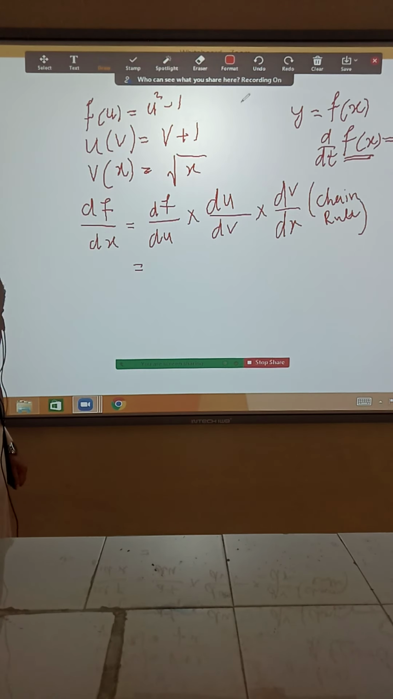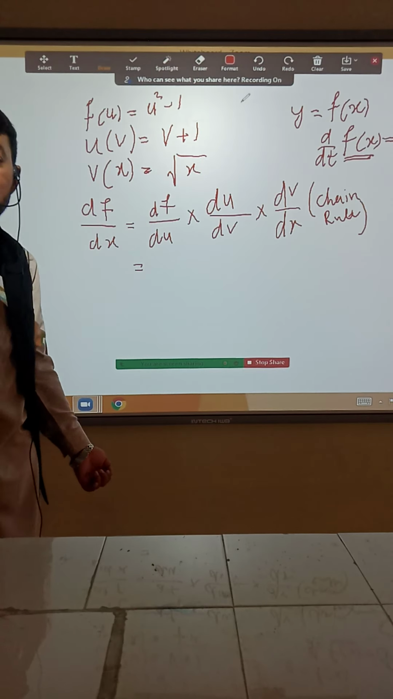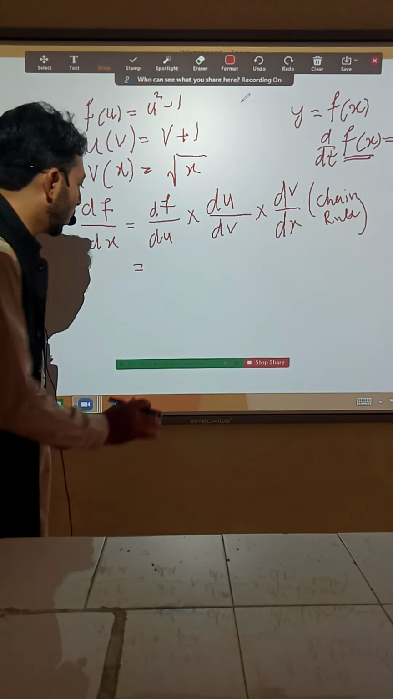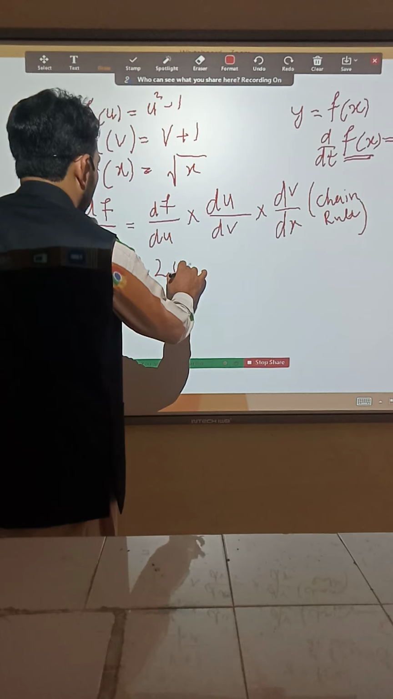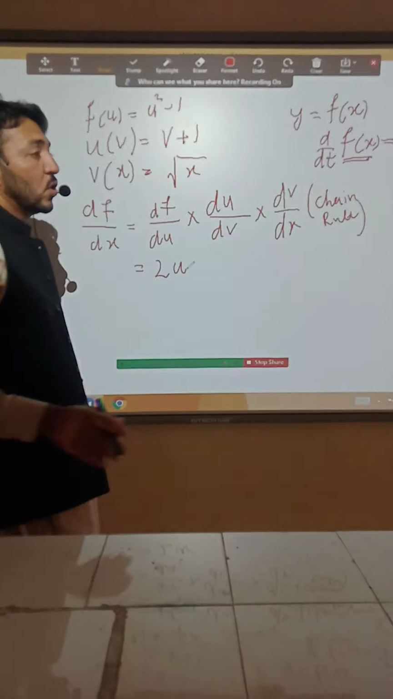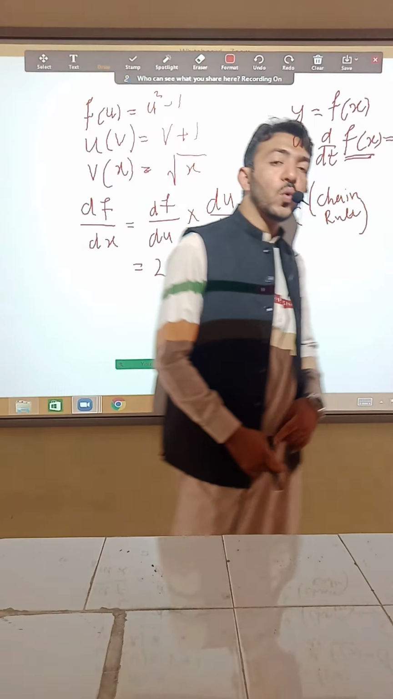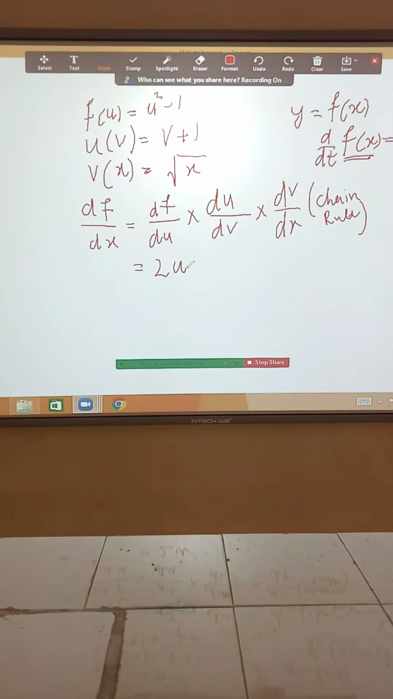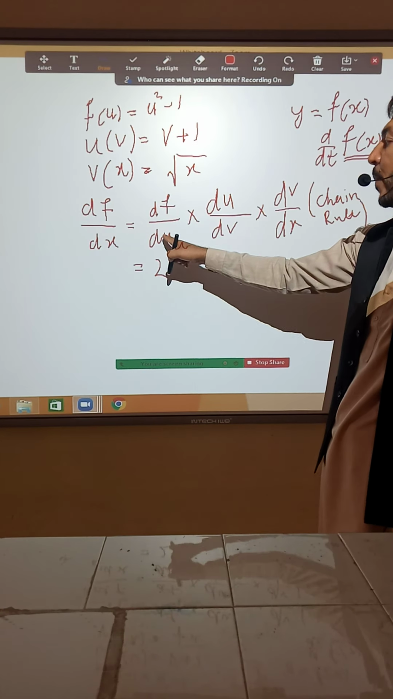So clear, we will use the difference rule. The derivative of u square with respect to u and the derivative of 1 with respect to u. So the derivative of u square with respect to u will be equal to 2u. We will use the power rule. And the derivative of the constant 1 is 0. So 2u minus 0 you will get 2u. So that is the df by du.